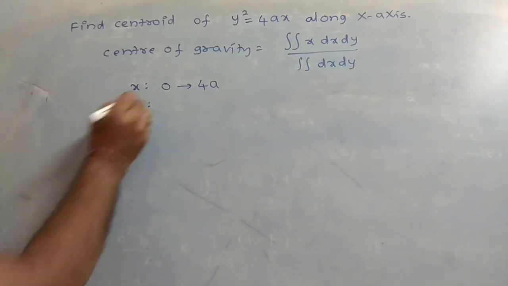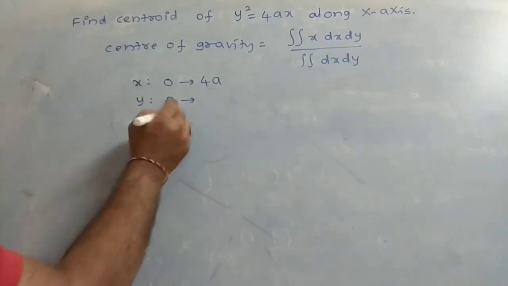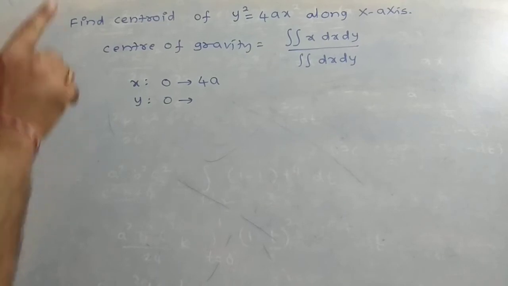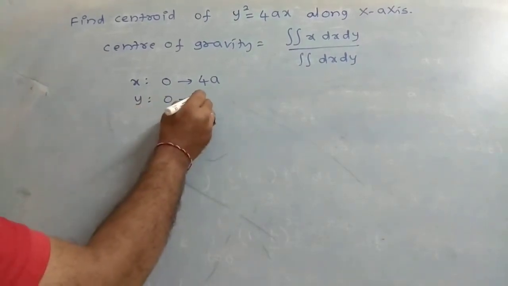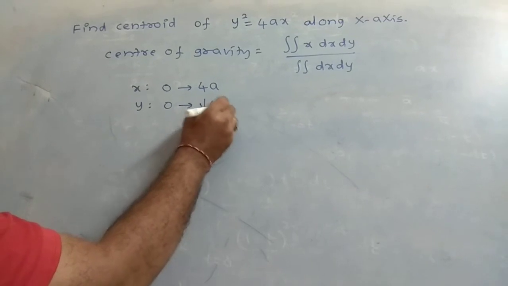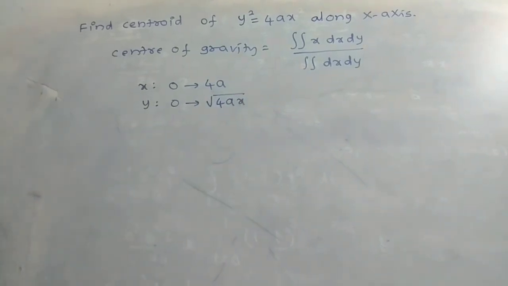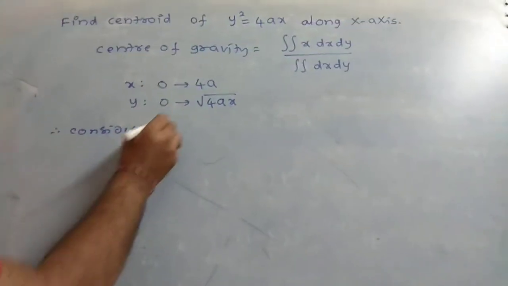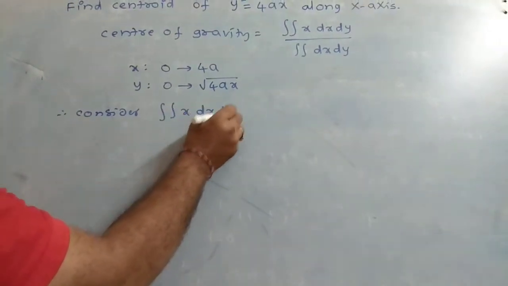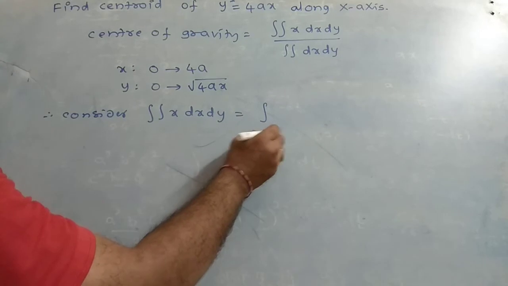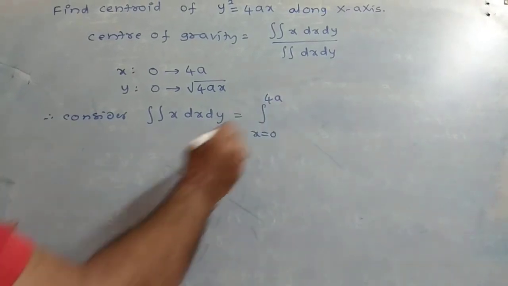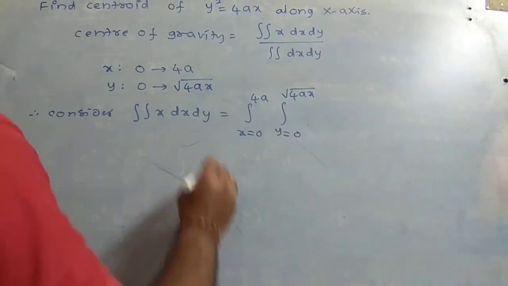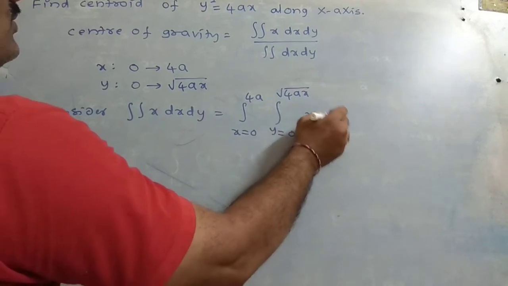Similarly, when you are going to consider the y limits starting with 0, from your given equation y square equal to 4ax, how to write the y value? This is nothing but directly you can write under root of 4ax. Right? Now using these two values, you are calculating first the numerator value. It is double integral x dx dy. This is equal to, write down your x limits 0 to 4a, the next y limits 0 to root of 4ax, and what about this, x into dx dy.